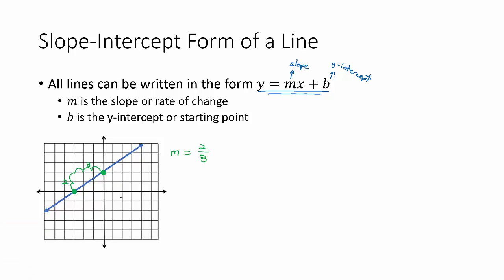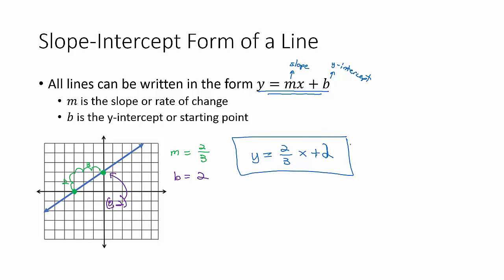The y-intercept is where it crosses the y-axis right here, up 2. 0, 2. Specifically, we're interested in the 2 itself. B, the y-intercept, is at the point 2, vertically 2. Notice we don't really care where it crosses the horizontal x-intercept. We only care about the vertical y-intercept. So the equation of the line is y equals m, the slope of 2/3, times x, plus b, the y-intercept, which in this case is 2. So the equation of this line is y equals 2/3 times x plus 2.